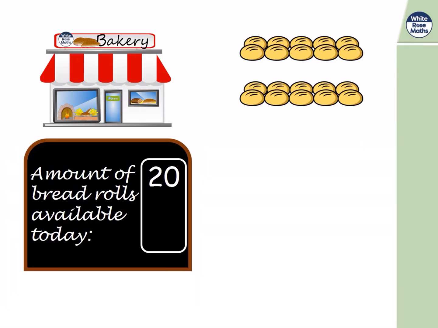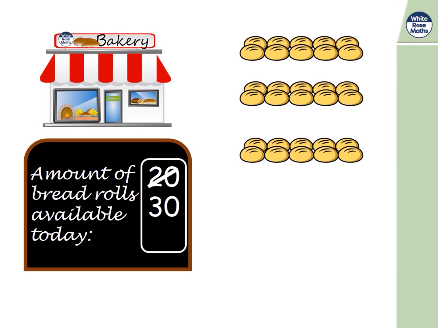At a bakery, a baker has baked some bread. The bread comes out of the oven in batches of 10 rolls. So far, the baker has baked 2 batches of 10. So there are 20 bread rolls available today. There are a lot of people outside, so the baker decides to bake another batch of 10. How many will he have baked now? He had 20, plus another 10 will be 30.